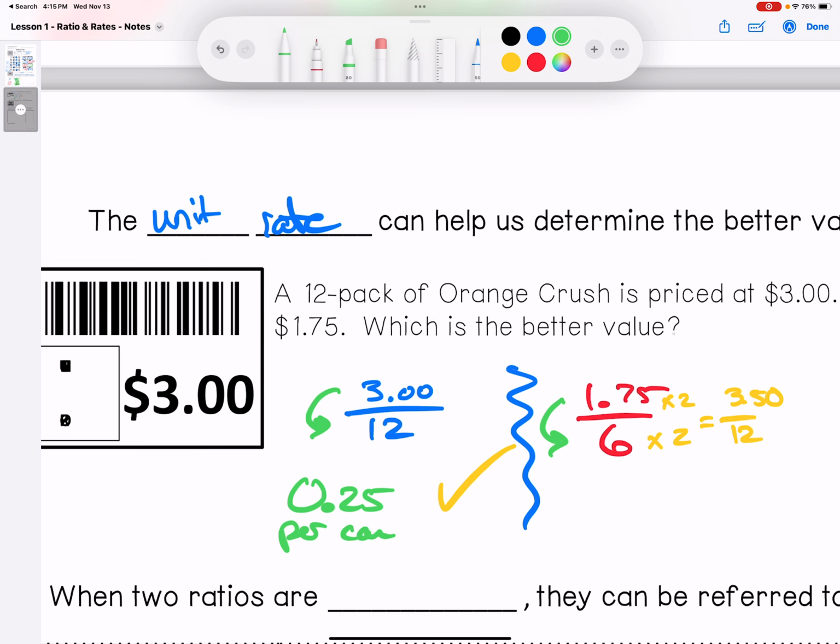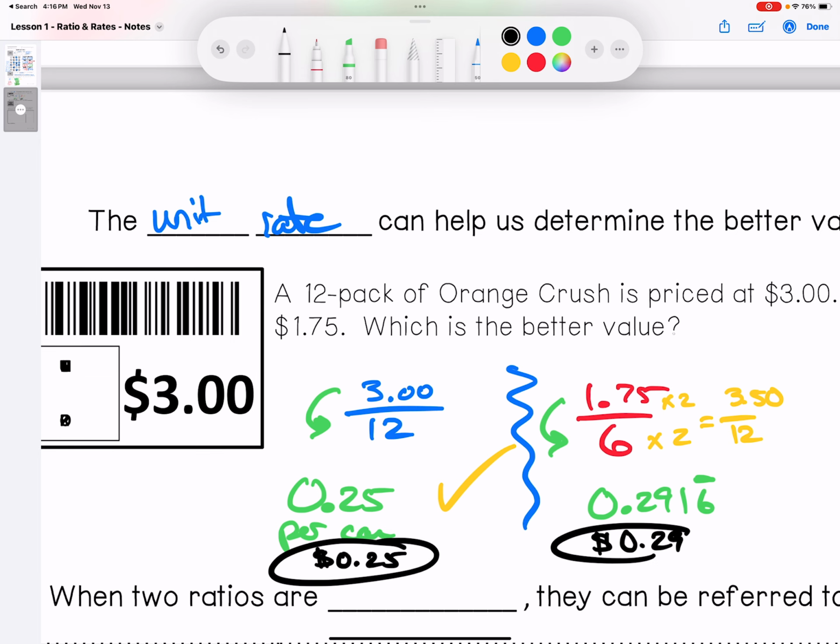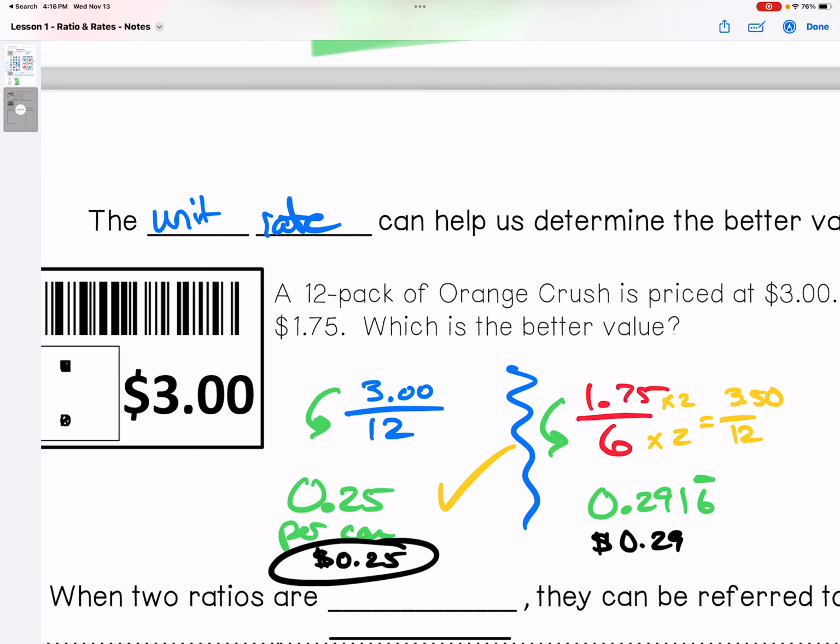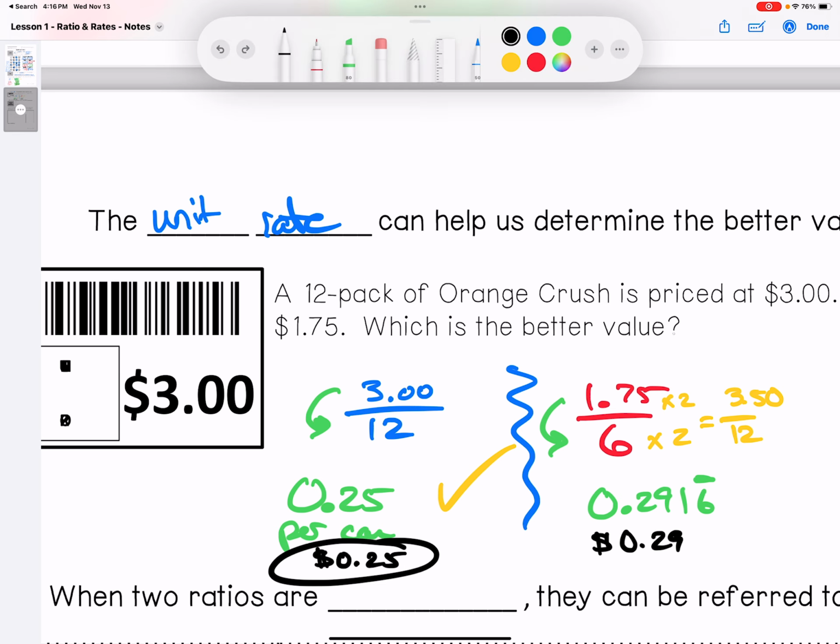On the other one, I would have divided 1.75 divided by 6, and I would have gotten 0.2916 repeating. So it would have just been 29 cents, right? So over here it would have been 29 cents. Over here it would have been 25 cents. Which one is the better deal? 25 cents is obviously the better deal. So that is the two different ways to do it. But they want you to figure out the per unit price. The unit rate means to divide. Unit rate, so I do need you to write this, divide.